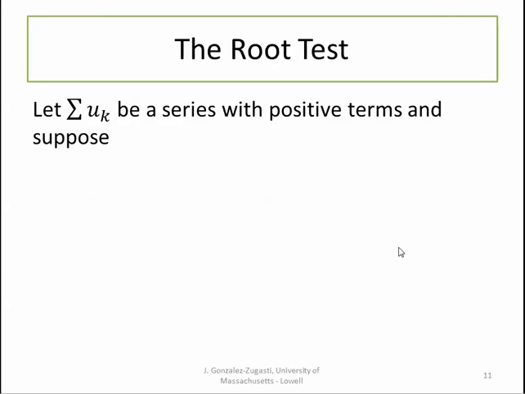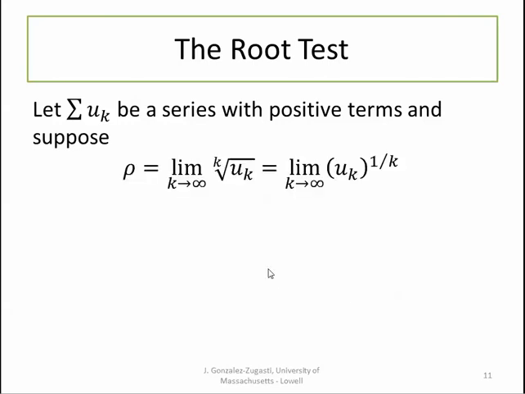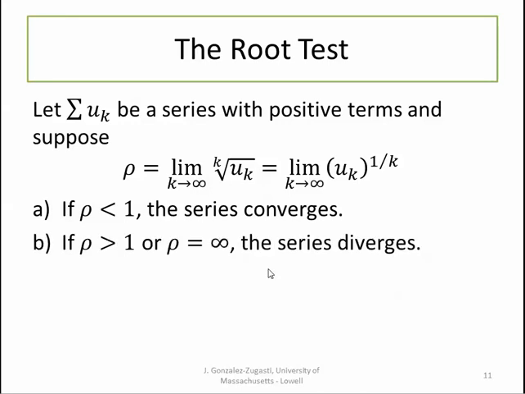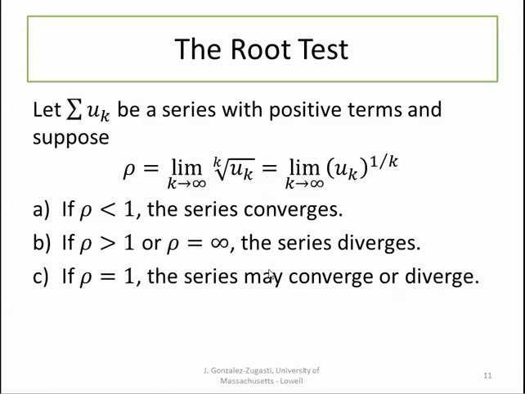All right, so here's another test. This test is called the root test. It says, suppose you have a series with positive terms, and suppose that rho is equal to the limit as k goes to infinity of the kth root of your kth term. This says that if rho is less than 1, the series converges. If rho is greater than 1 or infinity, the series diverges. And if rho is equal to 1, the test tells you nothing. It might converge, it might diverge.